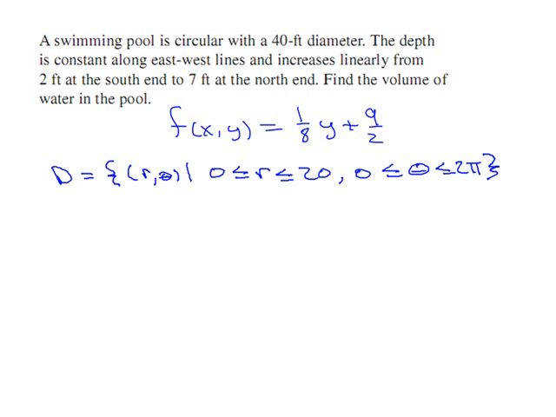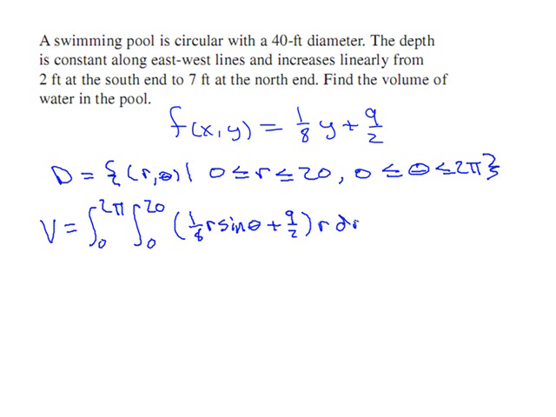Making the substitution that x is equal to r times the cosine of theta, and y is equal to r times the sine of theta, the integral for the volume, V, becomes the integral from 0 to 2 pi of the integral from 0 to 20 of the quantity 1/8 r times the sine of theta plus 9/2 times r dr d theta, where the expression in parentheses is f of xy in polar coordinates.